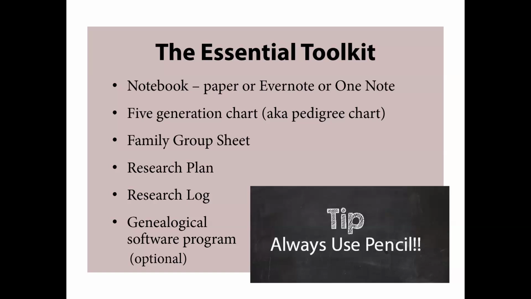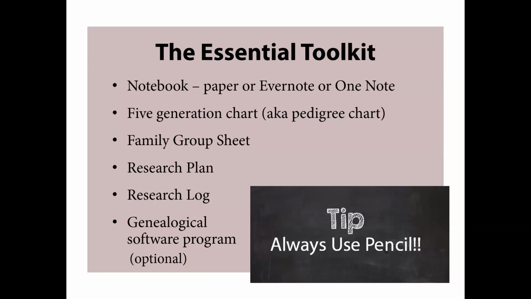And then you want to take advantage of some of the common templates that exist out there. So we have what's called a five generation chart, which we'll show you, otherwise known as a pedigree chart, family group sheets, and then we have research plans and research logs. And David's going to go into more detail on that in next week's class. And then you might potentially think about opting to go into genealogical software. However, that's completely optional. I know a lot of people that strictly stay completely offline with their genealogy research.